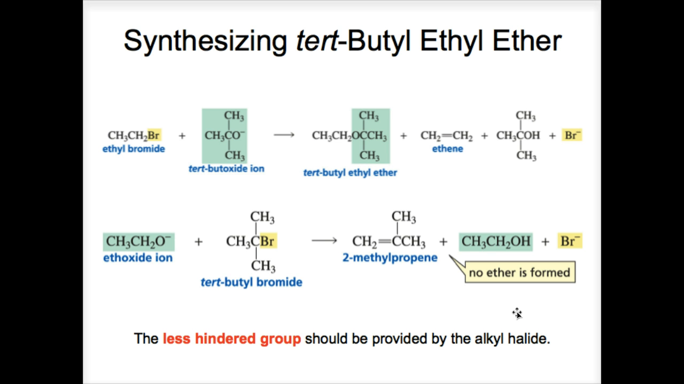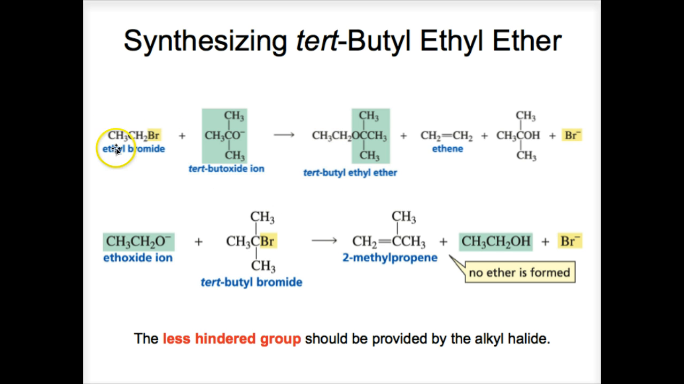If you use a tert-butyl halide, as in the second reaction above, right here, and an ethoxide ion as reactant, you would obtain the elimination product with little or no ether. This is so because the reaction of a tertiary alkyl halide under SN2/E2 conditions forms primarily the elimination product. So in doing an ether synthesis, the less hindered alkyl group should be provided by the alkyl halide, and the more hindered alkyl group should come from the alkoxide, as in the first reaction on this slide.